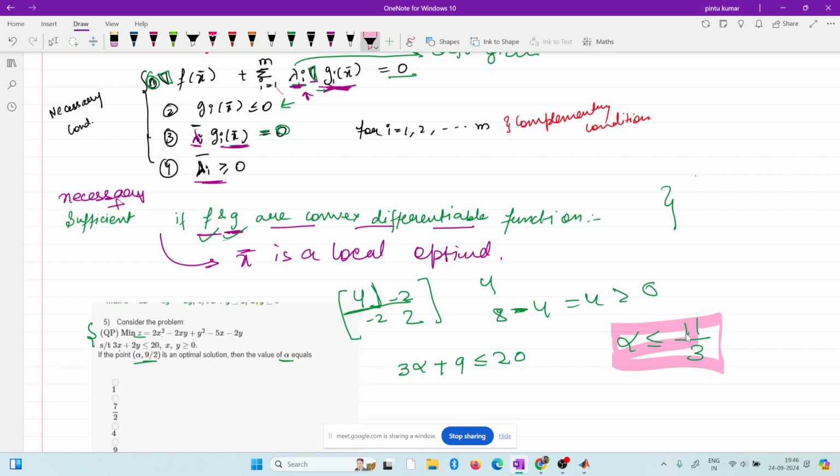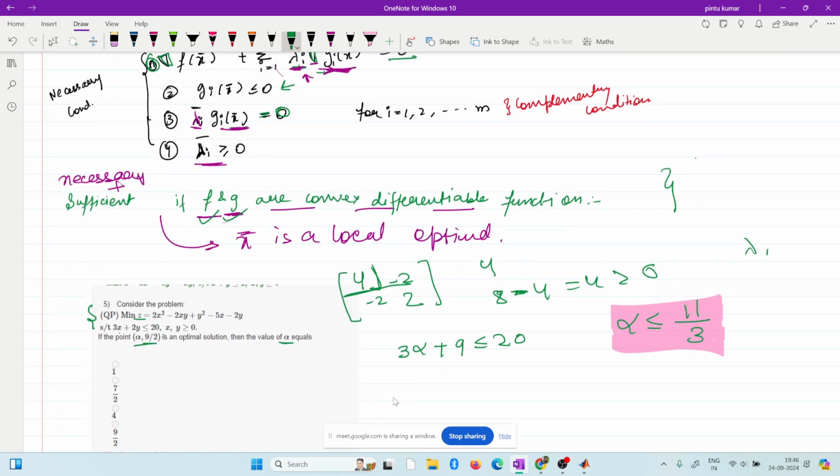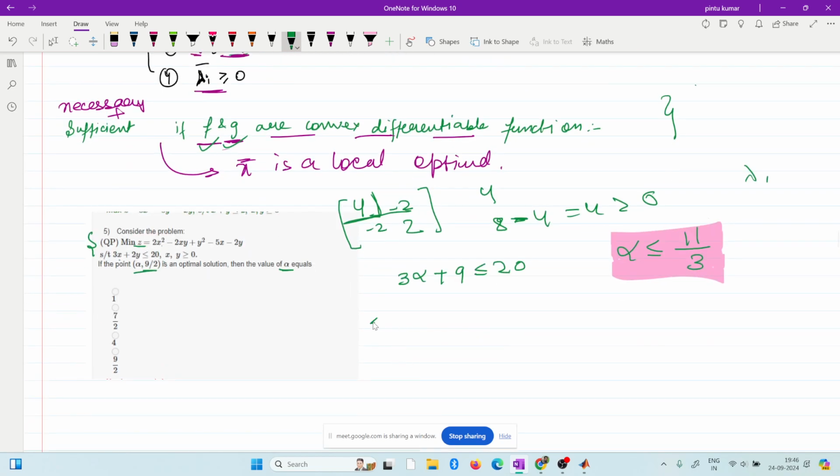It gives us some value, but it does not give us the exact value. That's fine. There is only one constraint, so we will have only one lambda. Okay, so let's write the first condition. The first condition says gradient of f. So what is the gradient of f? Gradient of f is given by 4x.